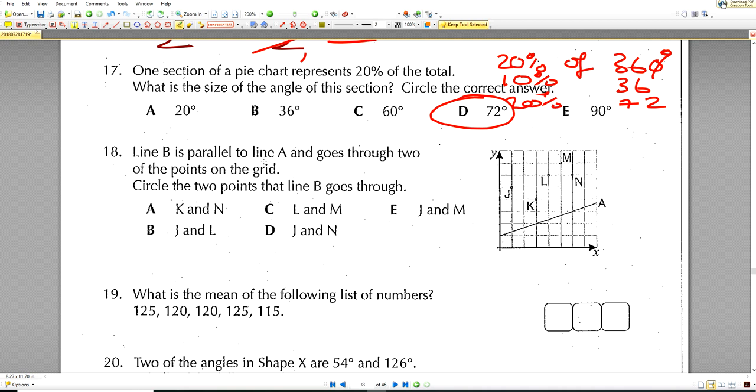Line B is parallel to line A and goes through 2 points on the grid. Circle the 2 points that line B can go through for question 18. So it'll be between, let's have a look.